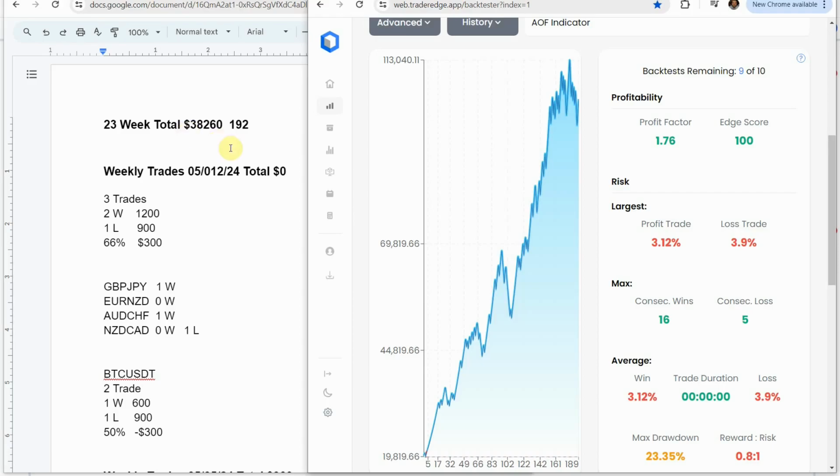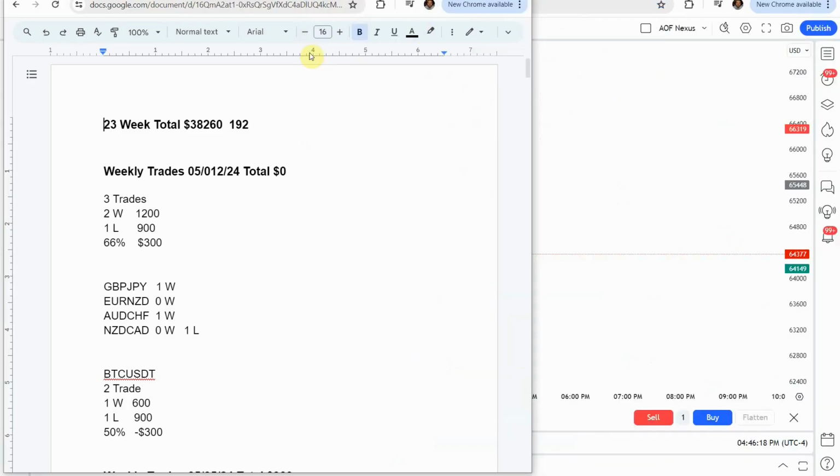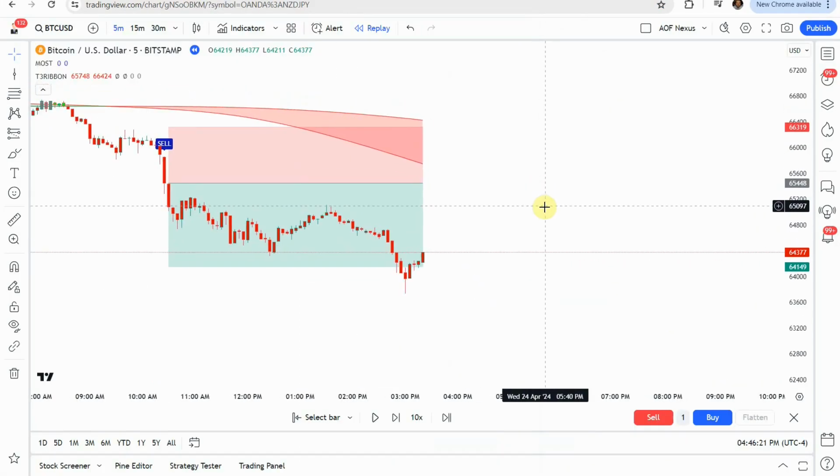23 week total now, we would have been up $38,260 over 192 trades. You can see more stats on the strategy here and the growth of the equity there. So really good stuff from the Academy of Forex indicator.